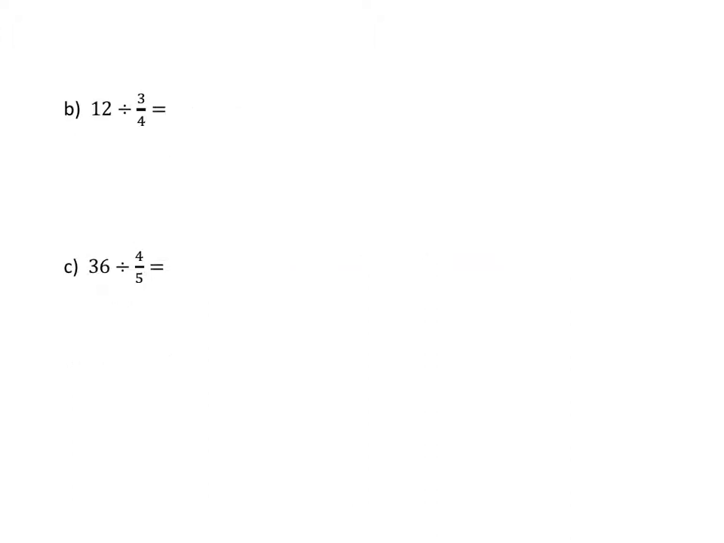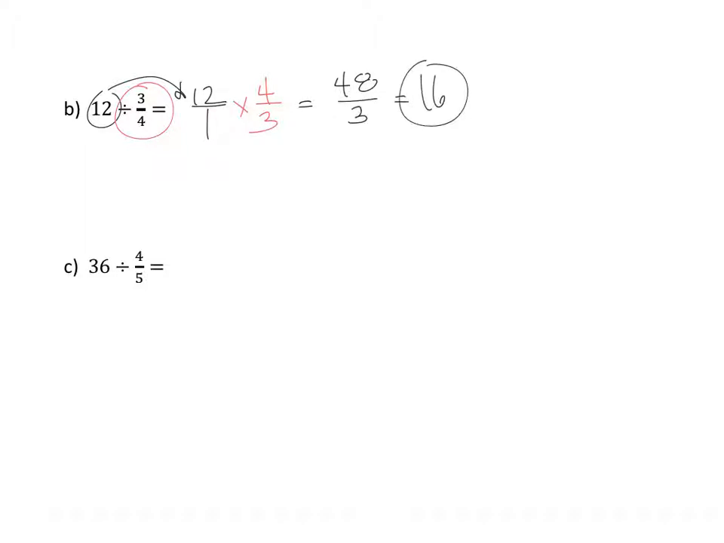So let's do this together. 12 is the same thing as saying 12/1. And we are not going to divide by 3/4. We're actually going to times it by its reciprocal, 4/3. And then you just multiply. That becomes 48/3, which just simplifies down into 16.